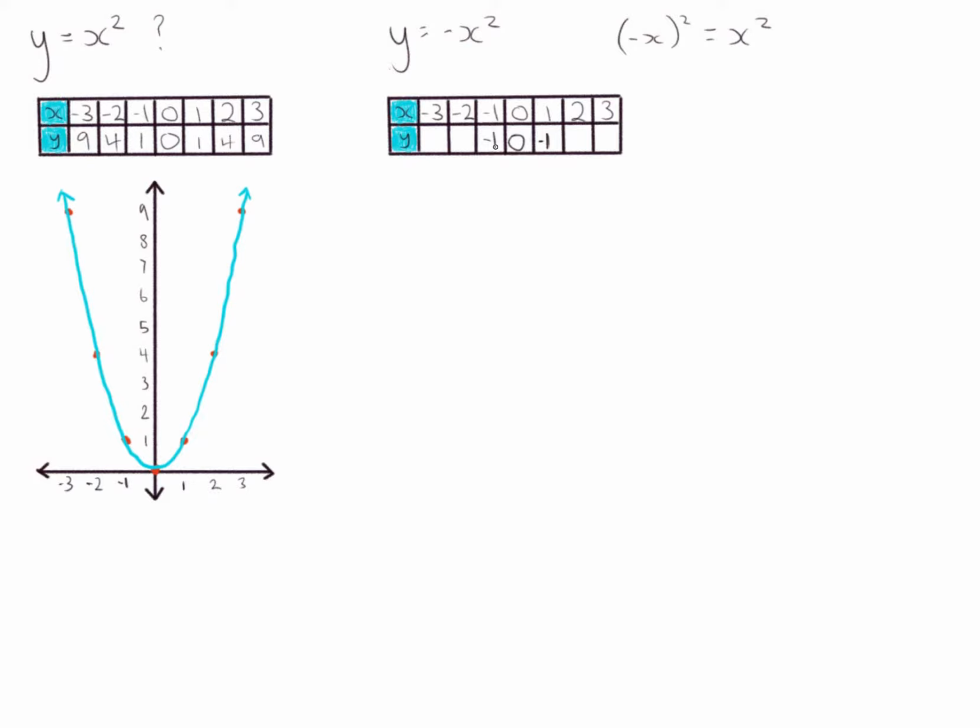So hopefully you can see what's happening here. We're getting the same numbers as before, except they're the negative versions. When we substitute in 2, we get negative 4. And when we substitute in negative 2, we also get negative 4. And the same for 3 and negative 3. We get negative 9. So when we graph this, we're just going to get a mirror image of the first graph about the x-axis. Let's graph it now.